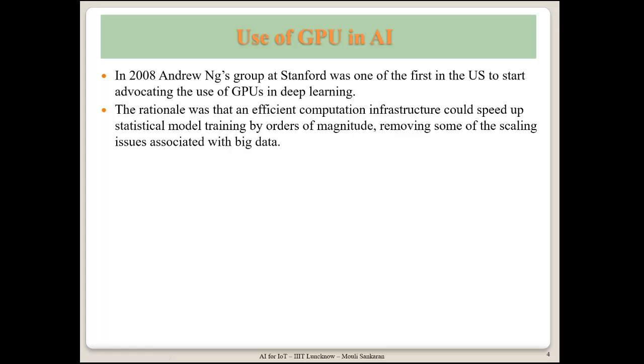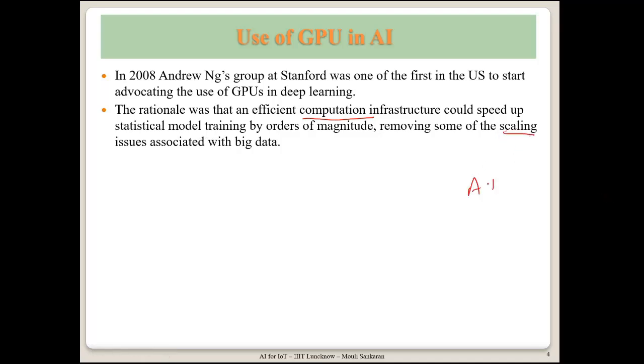Then the rationale was an efficient computation infrastructure. The GPU has more compute intensive elements. The CPU, as I mentioned, is general purpose, whereas GPUs are meant for compute intensive graphics processing. So that infrastructure, meaning the hardware features in it, could speed up statistical model training by orders of magnitude, which is nothing but our deep learning, removing some of the scaling issues associated with the data. What is the scaling issue?